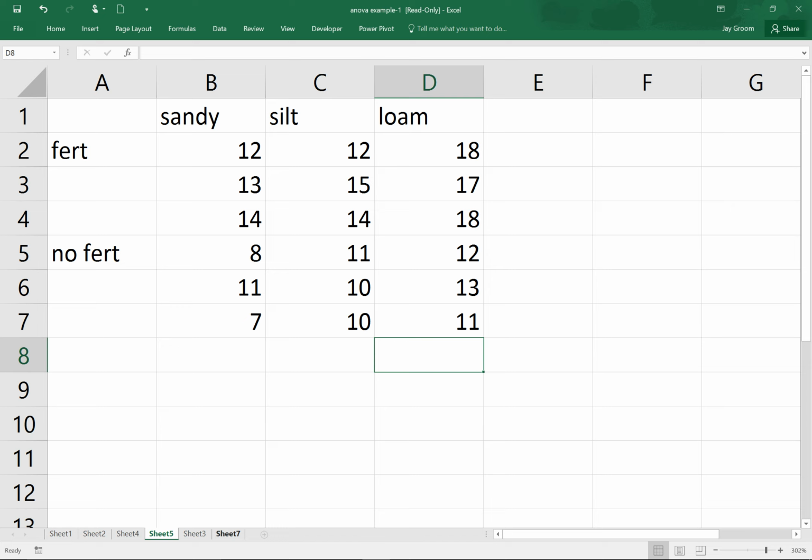Just looking at the data, what do you notice? Fertilizer does better than not fertilizer. I'm shocked by this, yes? I'm just absolutely 100% shocked by this. The question is, is it significantly different? We're going to figure that out in a minute, okay? Looks like loam is better than silt maybe, but clearly better than sandy, looks like. Just eyeballing it across there.